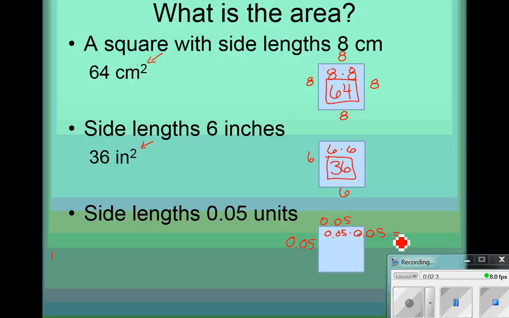Of course, you can multiply in a regular form, but I know that 25 is going to be part of my answer because I have the 5 times 5. And then I say I have a 0 here. I have a 0 here. And then I have the decimal point. So that's a shortcut that you could use. So our answer is 0.0025 units squared.